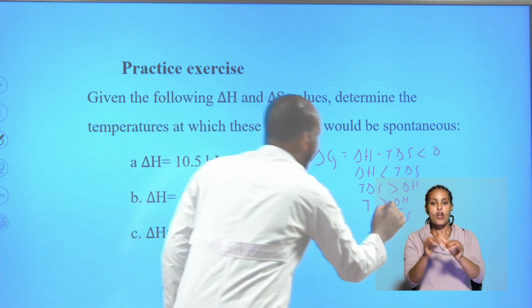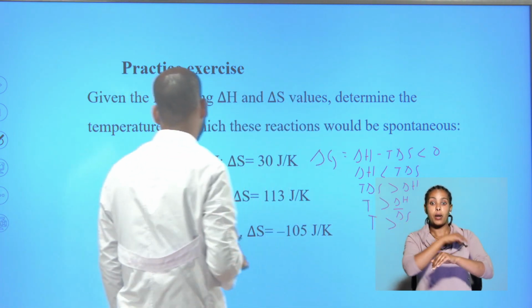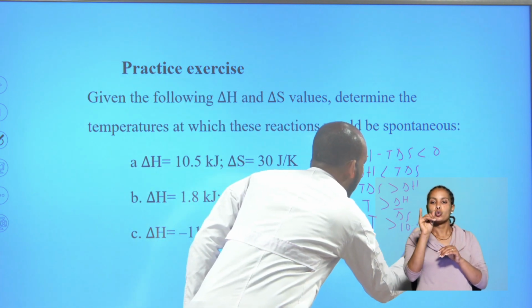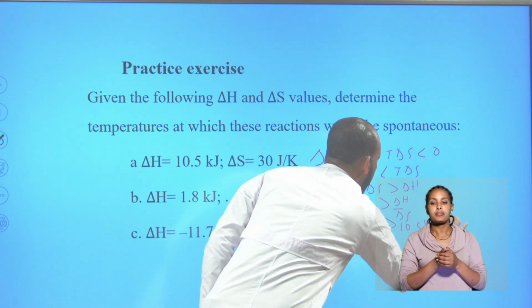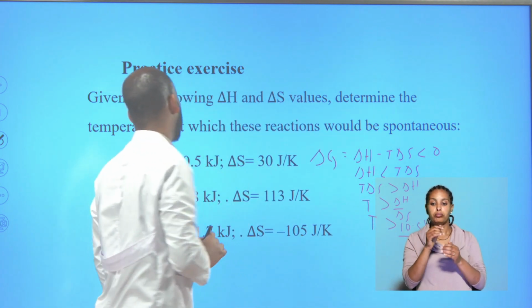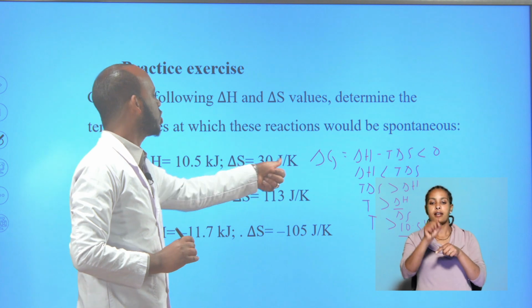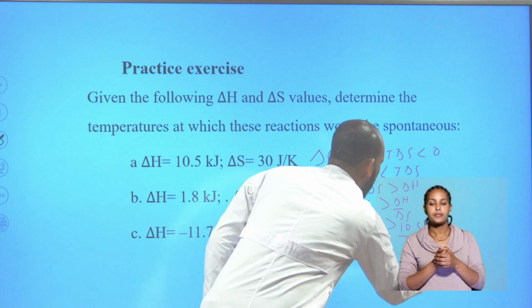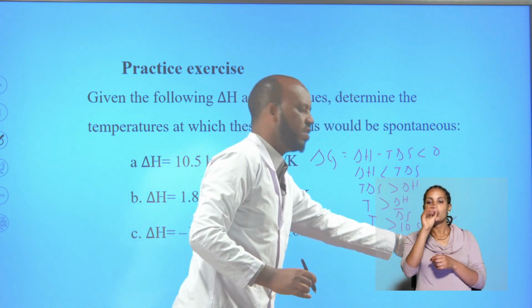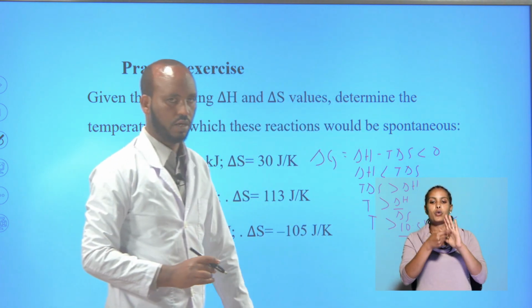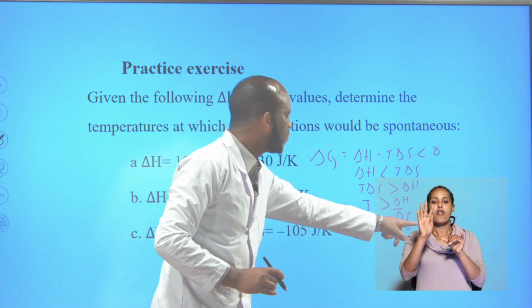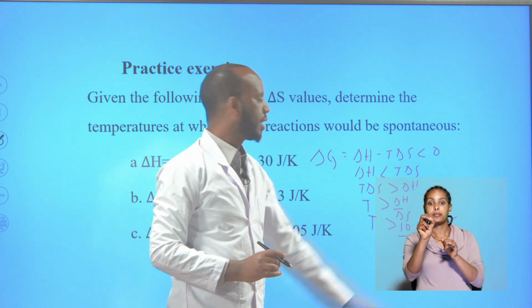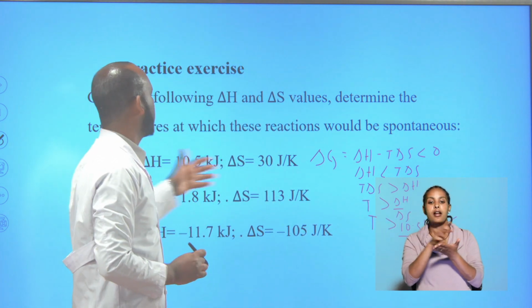For temperature greater than delta H, which is 10.5 kilojoule, or 10.5 times 10 raised to 3 joule, divided by change in entropy, delta S, which is 13 joule per Kelvin. Joule will be cancelled by joule. We are left with Kelvin, which is the unit of temperature. Therefore, for T greater than 10.5 times 10 raised to 3 divided by 13 Kelvin, this reaction would be spontaneous.